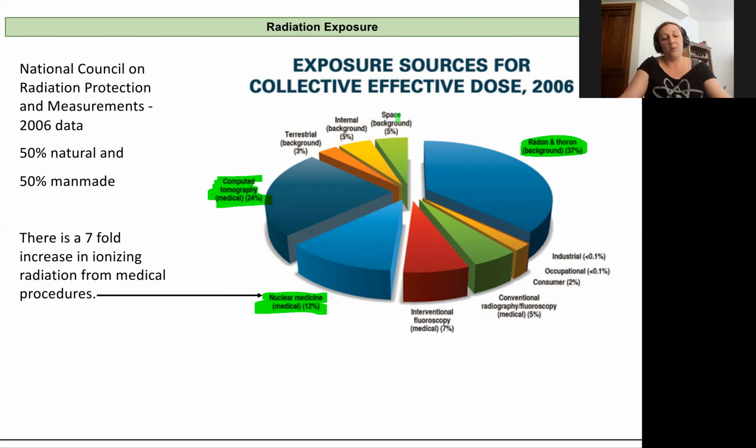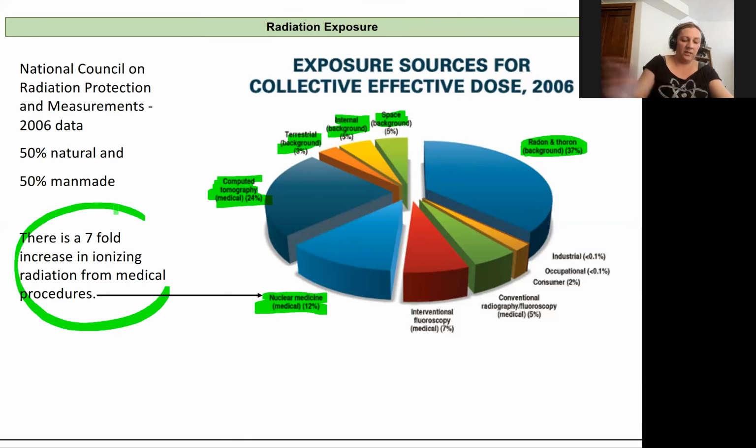So we still have our background, space, internal background, and terrestrial background. And now it's just a smaller piece of the pie because we've actually increased the amount of radiation we're being exposed to. And just coming back to nuclear medicine, there's a 7-fold increase I forgot to mention. And this is ionizing radiation, so things that'll actually break down tissue and different molecules when it hits it, rather than just energy. And so that's a pretty big shift in our daily lives throughout a year, and a really big shift in our exposure to radiation.